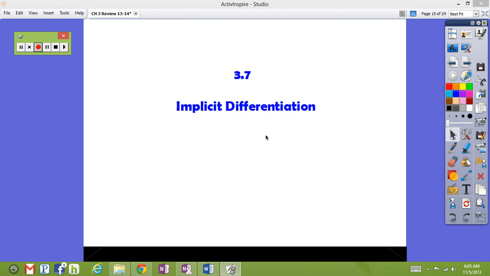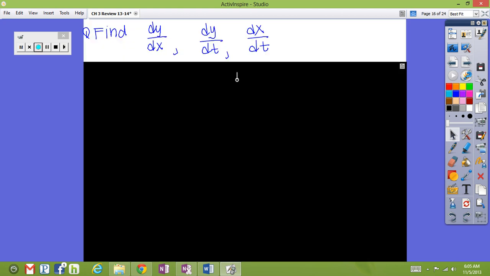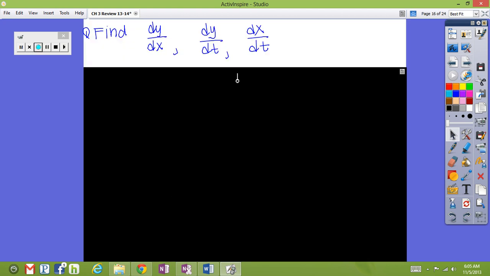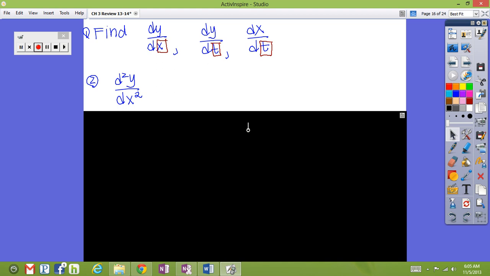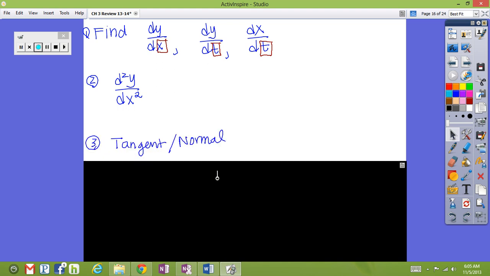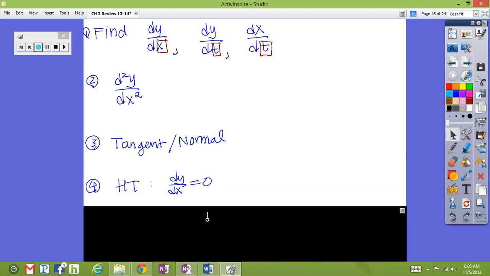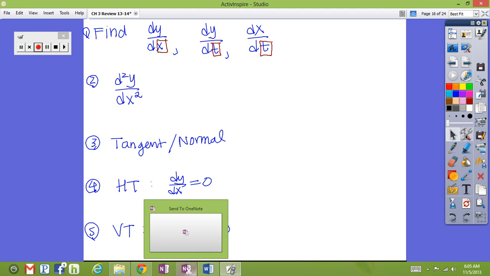Alright, so implicit differentiation, there are a few things that you're going to have to be able to do. You want to be able to find the derivative using implicit, and you always want to double check the with respect to variable. Make sure you're paying attention to that. You want to be able to find the second derivative. You want to be able to find equations of tangents or normals. You should be able to find where horizontal tangents occur and where vertical tangents occur.